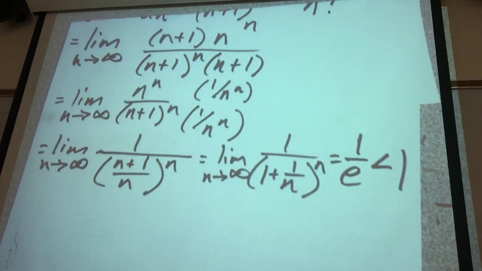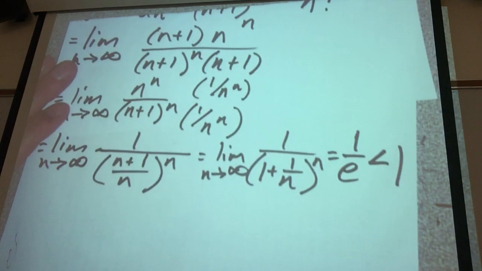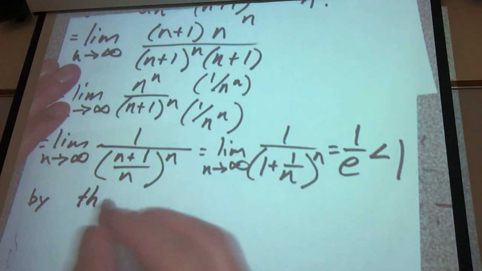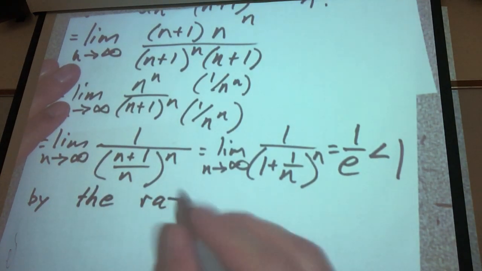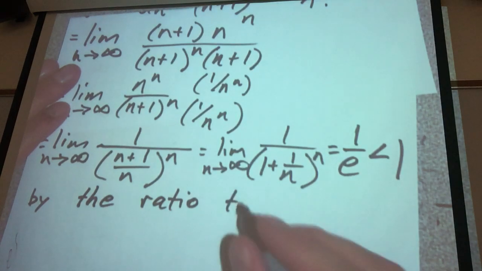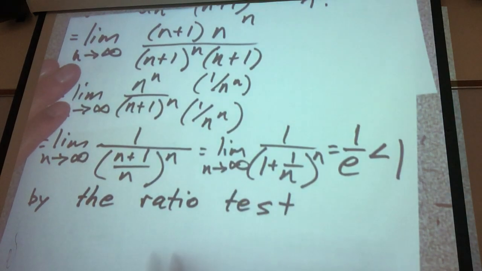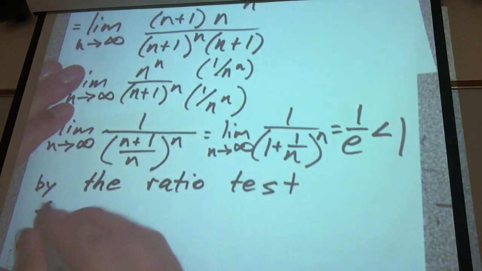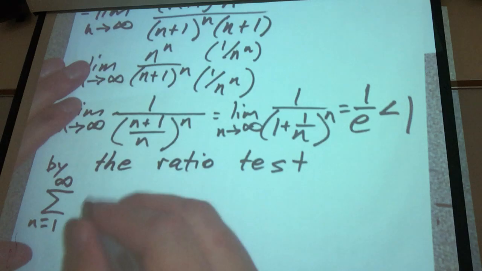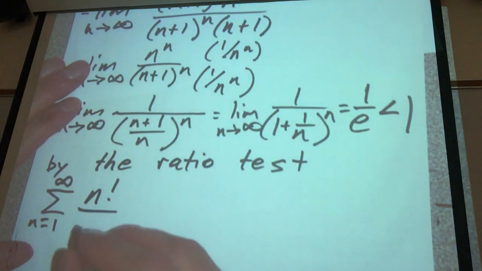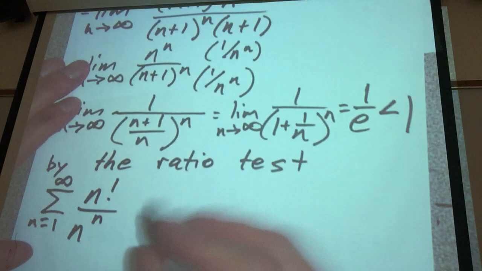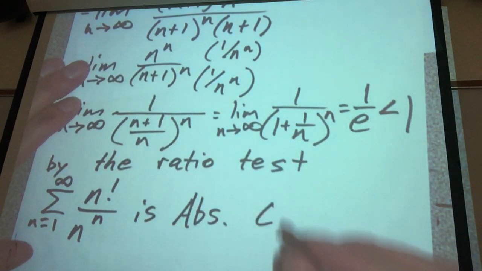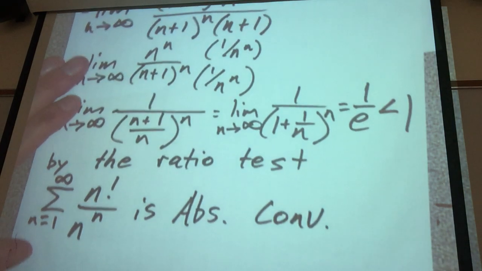And so, since this is less than 1, by the ratio test, the sum n equals 1 to infinity of n factorial divided by n to the nth power is absolutely convergent.